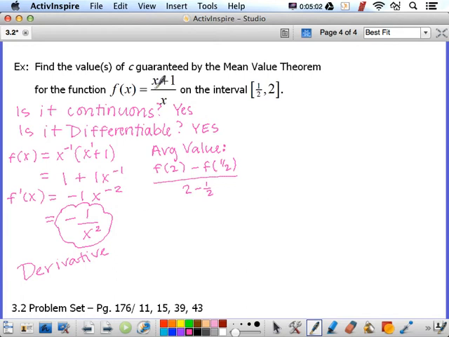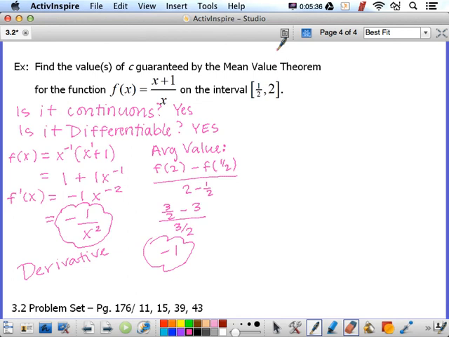If I substitute 2 into the original, f of 1/2 gives me 3/2 divided by 1/2, which is 3/2 times 2, which is 3, all over what? 2 minus 1/2, which is 3/2. Yes? Okay. So 3/2 minus 3 is negative 1.5. So negative 3/2 divided by 3/2 is negative 1. I'm going to pause and make sure that you followed that.